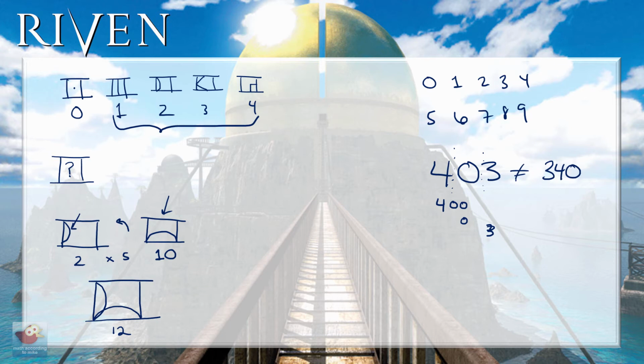But going back to this 403, what this means is the 3 is in the 10 to the 0 place, which we call the ones place. The 0 is in the 10 to the first place, which we call the tens place. And the 4 is in the 10 to the second place, which we call the hundreds place. So again, 400 is really 4 times 10 squared. 0 in the tens place is really 0 times 10 to the first. And 3 is really 3 times 10 to the 0.